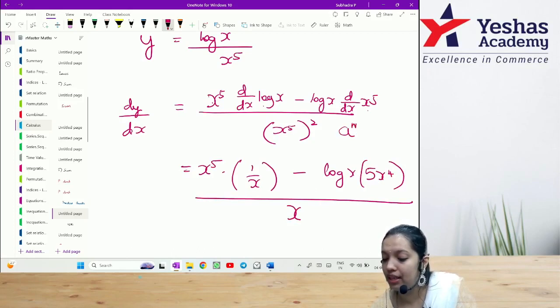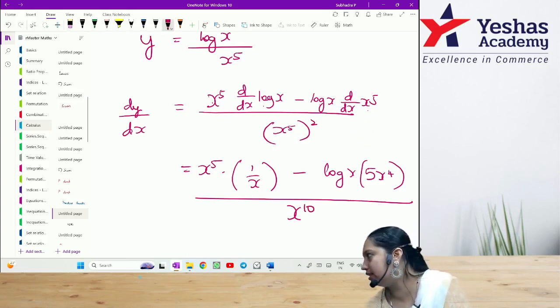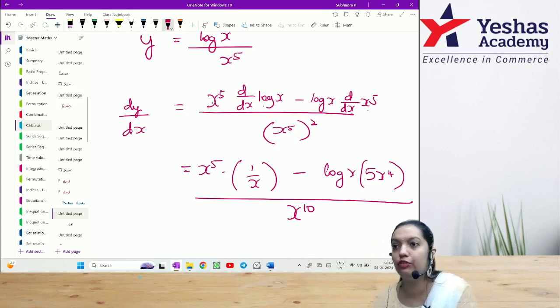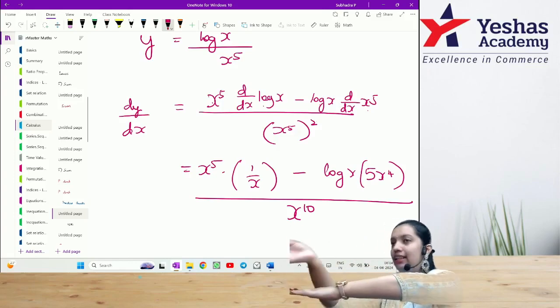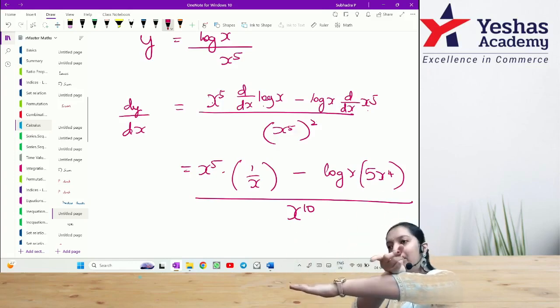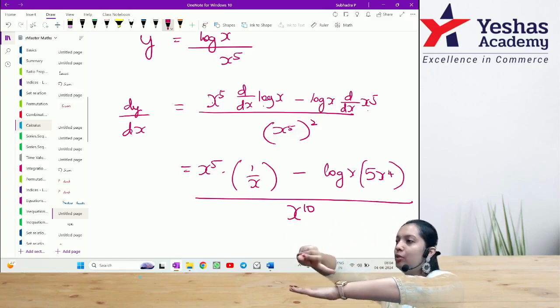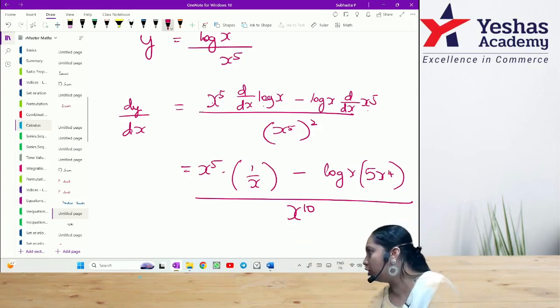5 power... a power m whole power n. 5 squared is 25. 5 twos are 10. So this is your final answer. There is cancelling and all those things, but this is how you solve. So it is denominator square. In the numerator, denominator into derivative of numerator minus numerator into derivative of denominator.